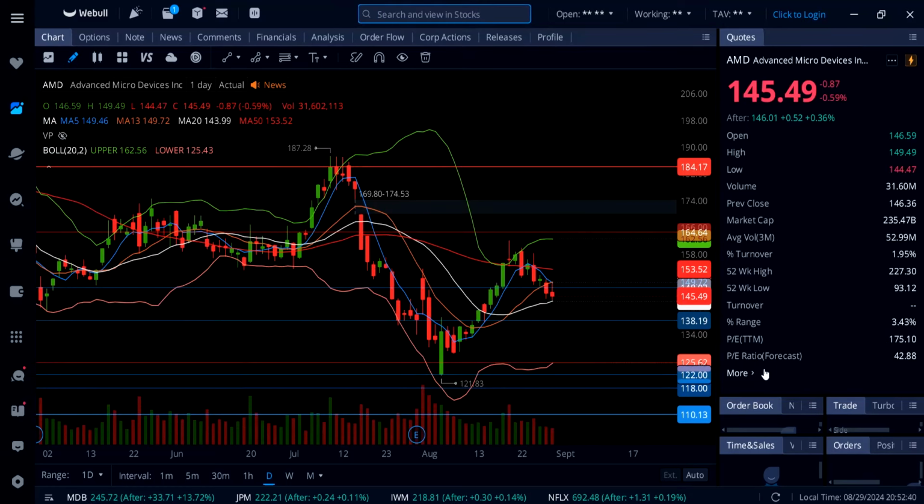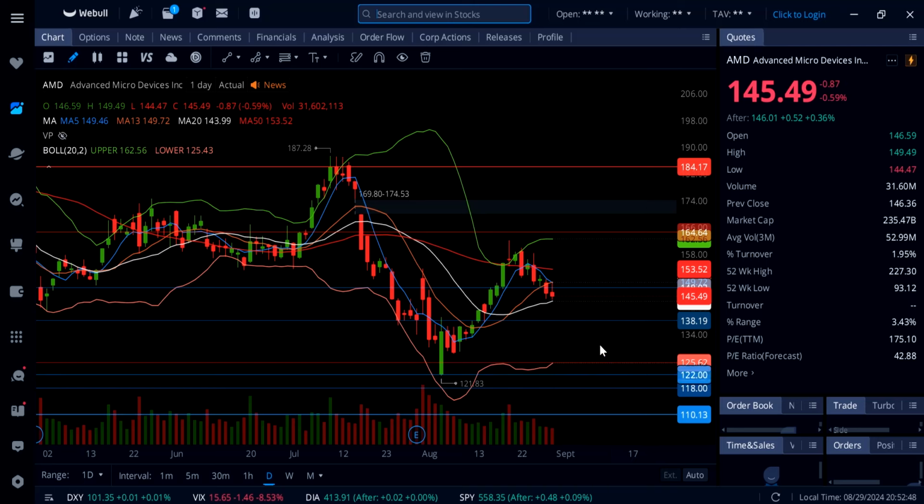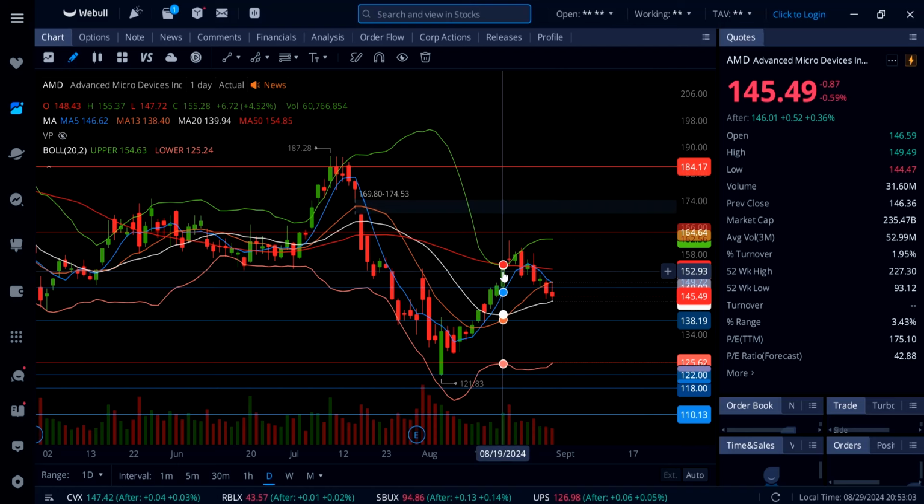On AMD, it's down 0.5%, so AMD went back up and is now trading just above the 20-day moving average, 144, and that's gonna be your line in the sand here on AMD. If 144 gives up, you'll see it drop down to 138, and then from there 125. Over 148, AMD can run back up to 153.52, and if that breaks the 50-day moving average, you're going to see AMD going all the way back up to 164.